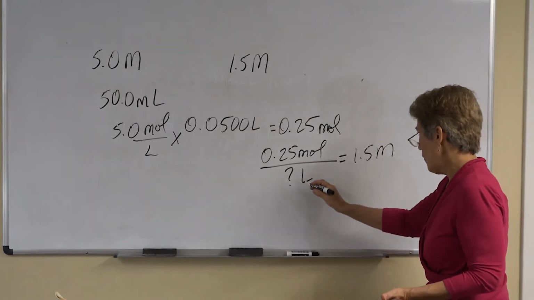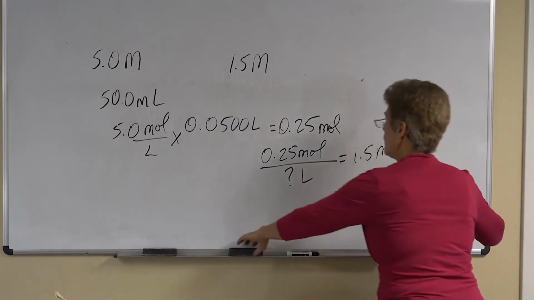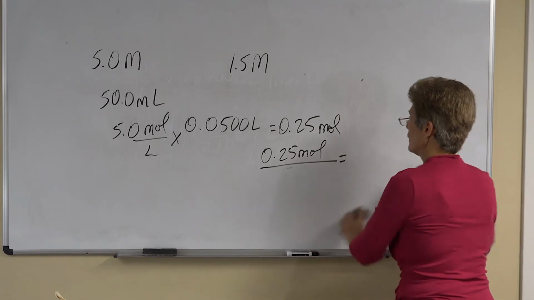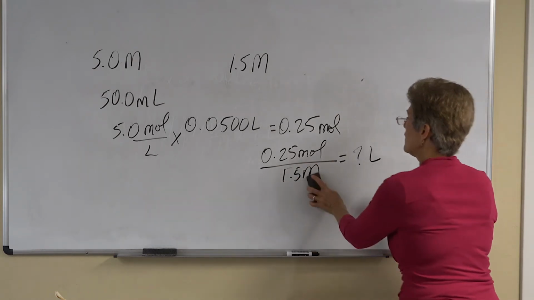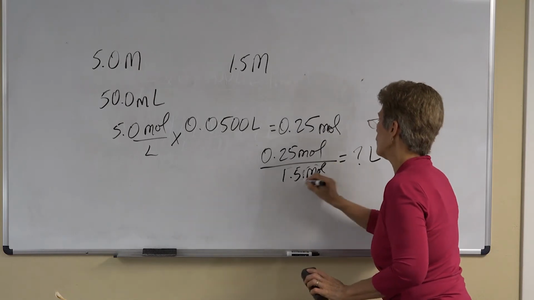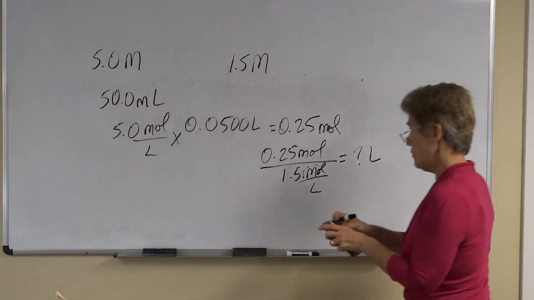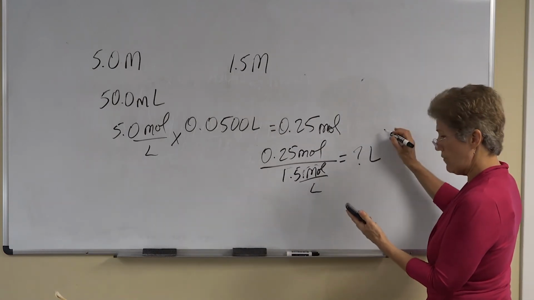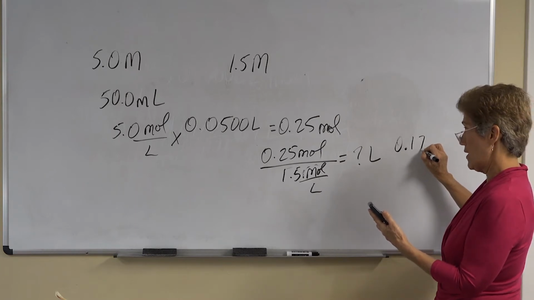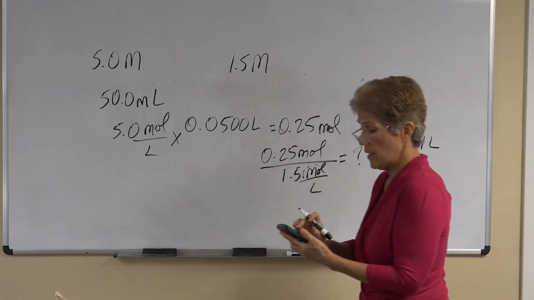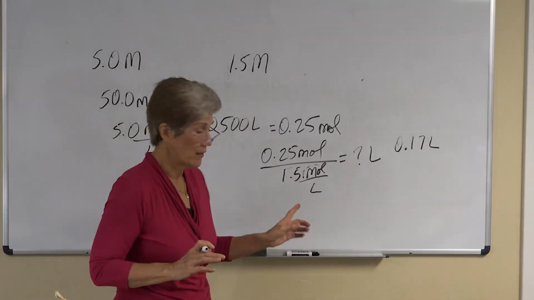And so we're going to divide both sides by 1.5, multiply both sides by liters, because this is actually moles per liter, right? So that's going to give me liters. And so when we do that in two significant figures, it gives me 0.17 liters, because it's 0.16666, so that's going to be 0.17 liters.